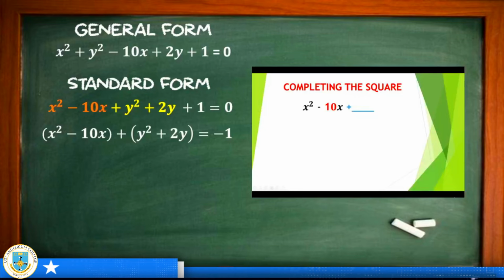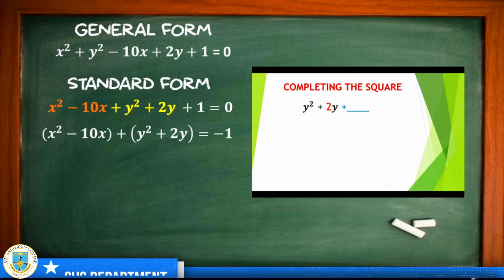Next is we apply completing the square. So we focus first on x squared minus 10x. So we get half of 10, so that is 5. Then square that answer, so 5 squared is 25. So we add plus 25 to x squared minus 10x.